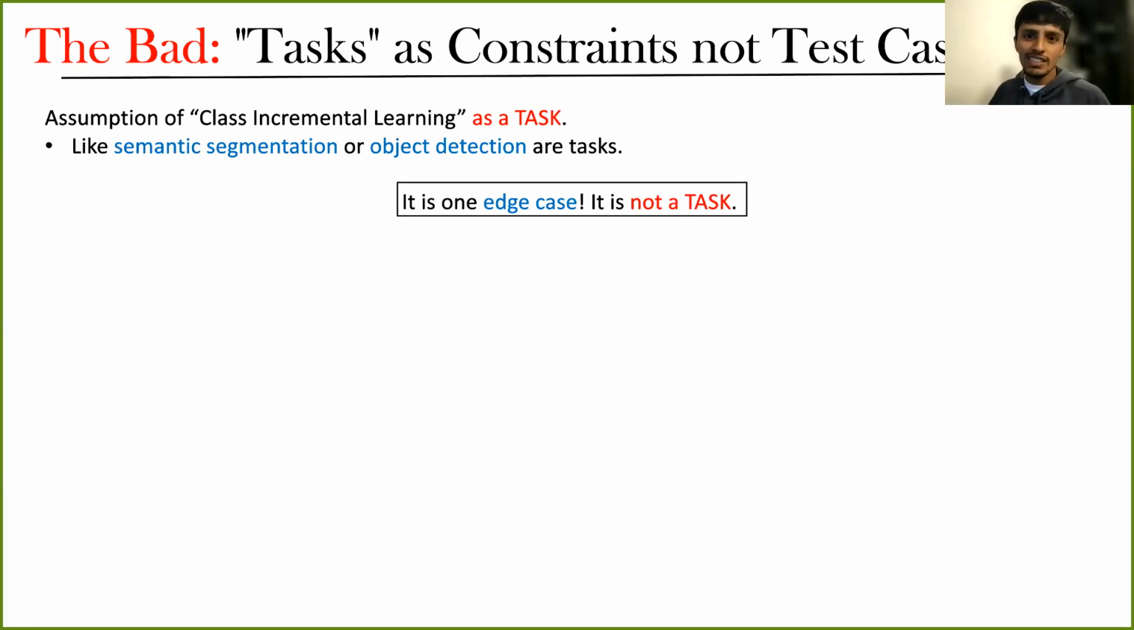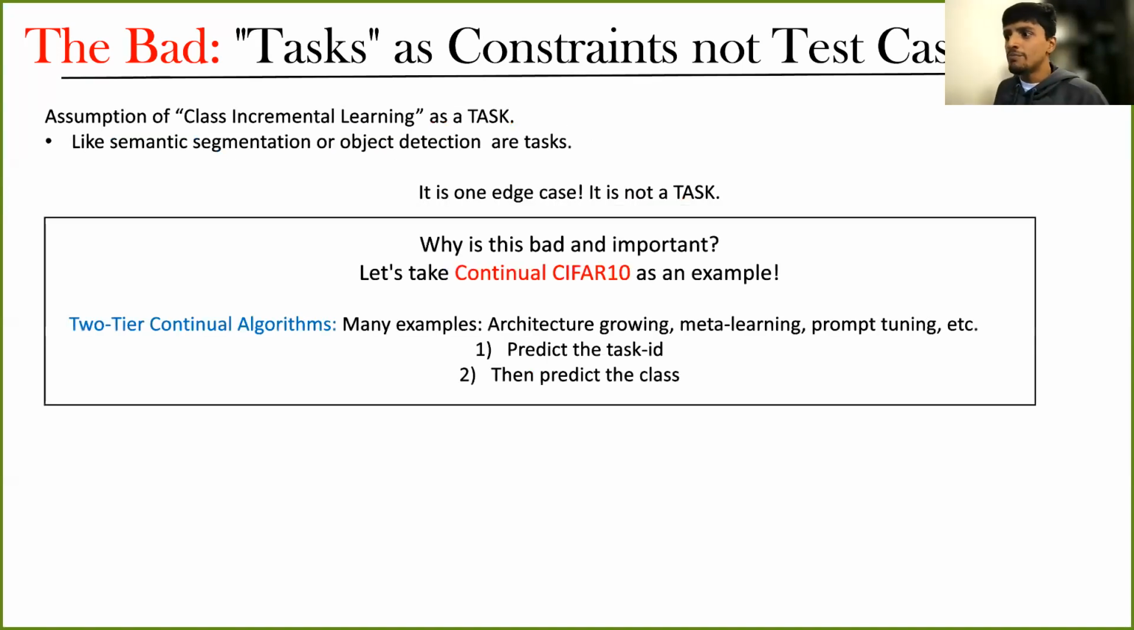Class incremental learning is not a setting, the way semantic segmentation is a setting or object detection is a setting. It's just one edge case of a streaming classification task. You have information coming, you have information overload, data can be coming in any order, and class incremental learning is one specific edge case of how the data can be arriving. When people make it a constraint, we'll see how things go bad.